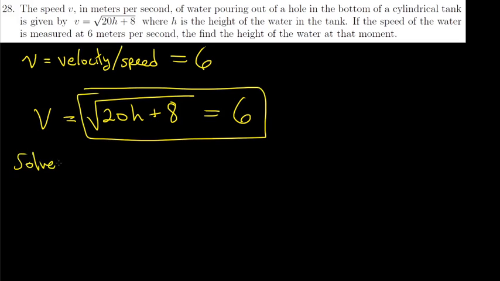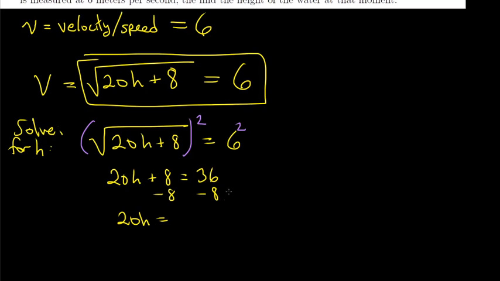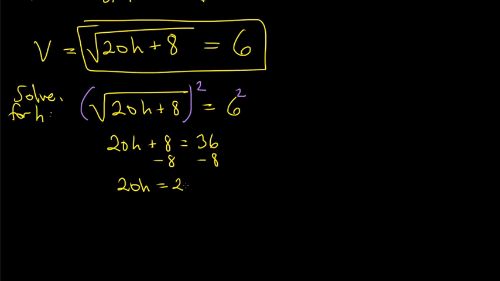Even though it's a word problem, it's kind of just a clunky word problem, but it's really just asking you to solve this equation for h. That's the height of the water in the tank. First thing I would do is just get rid of the square root, square both sides. So you're going to get 20 times h plus 8 is equal to 6 squared. 6 times 6 is 36. Take away the 8, and 36 minus 8 is 28. So now divide by 20.